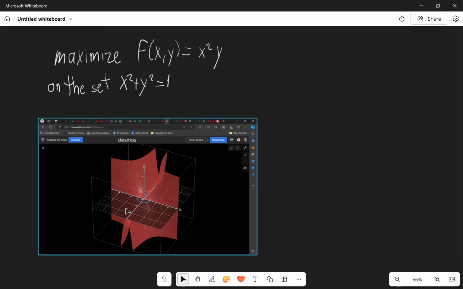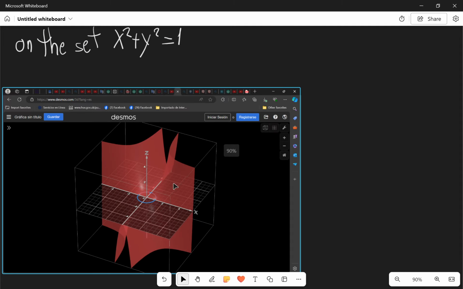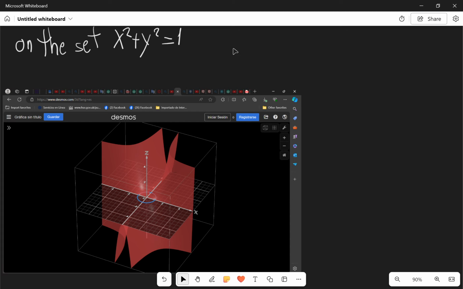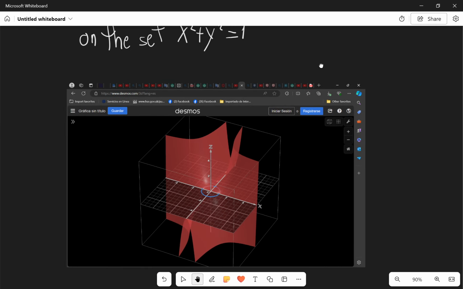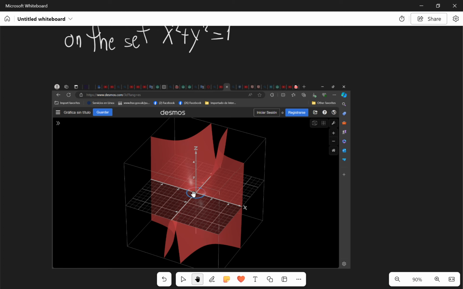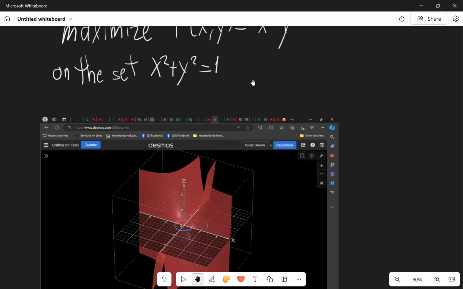equals 1. So here I took this screenshot from Desmos, and the red function represents the function f. The function f I wrote here, this one, and the blue one represents x squared plus y squared equals 1.